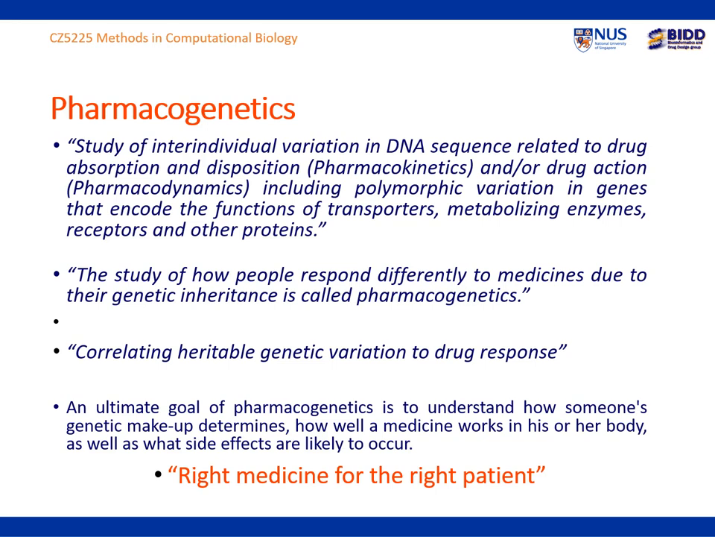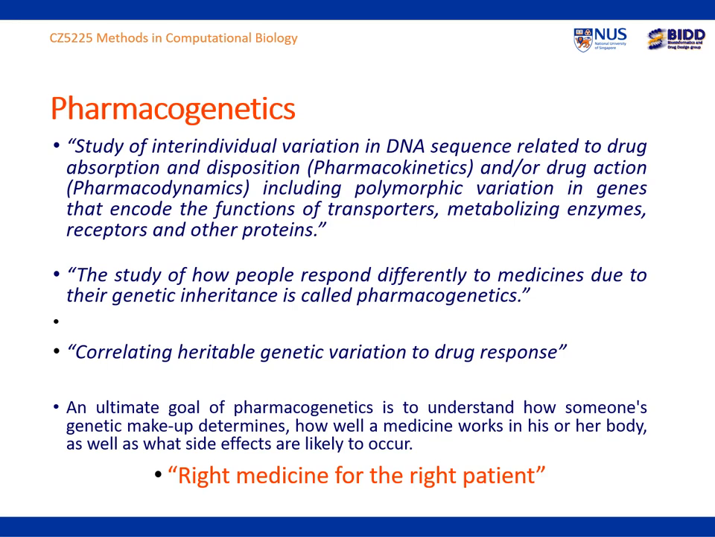The definition of pharmacogenetics is the study of inter-individual variation in DNA sequence related to drug absorption and disposition, or drug action, including polymorphic variation in genes that encode the functions of transporters, metabolizing enzymes, receptors, and other proteins. Or the other definition is that the study of how people respond differently to medicines due to their genetic inheritance is called pharmacogenetics, or correlating heritable genetic variation to drug response.